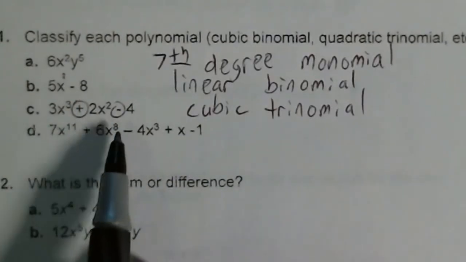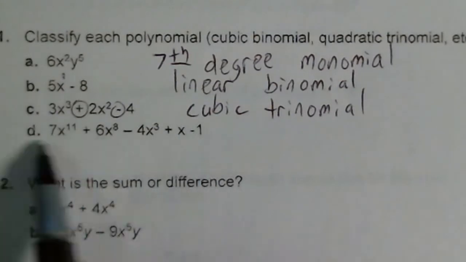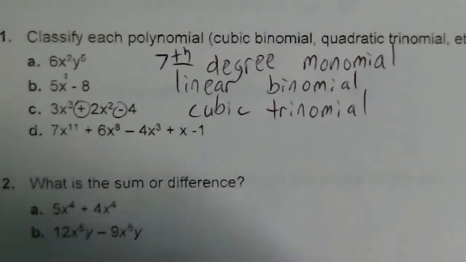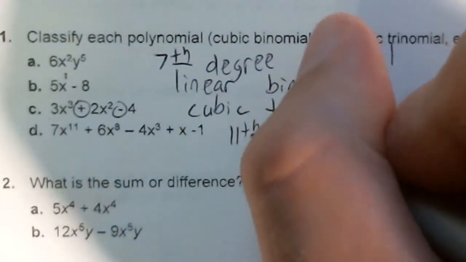Okay, the last one, 11, 8, 3, 1, 0. Okay, so it's in standard form. The highest is 11. So I have 11th degree.